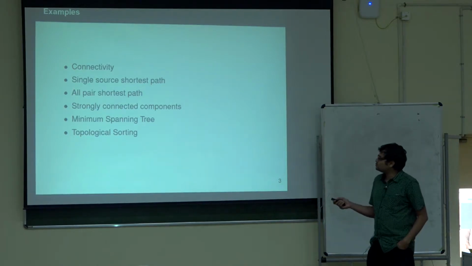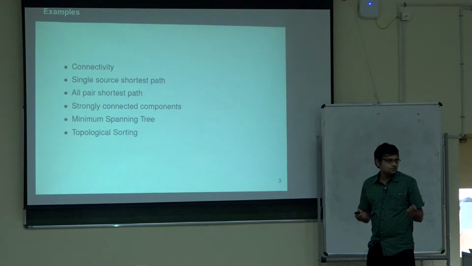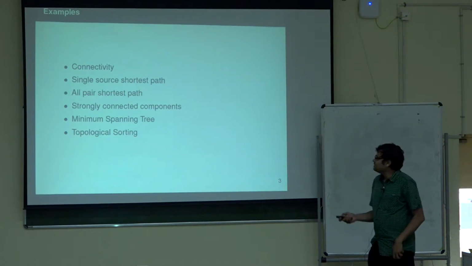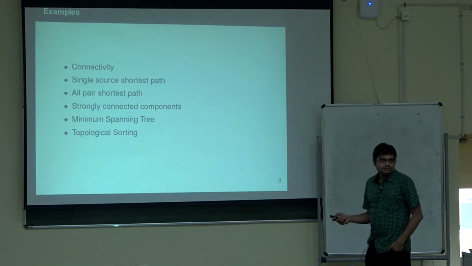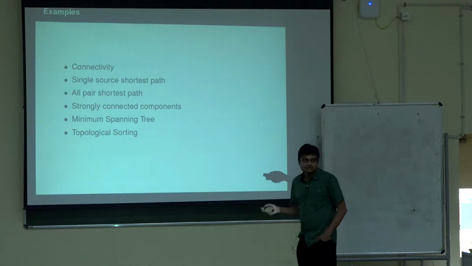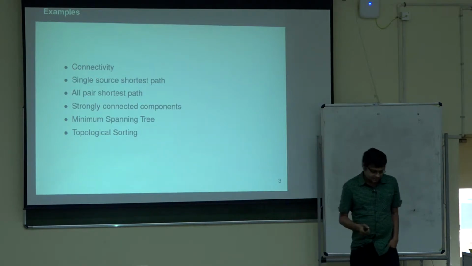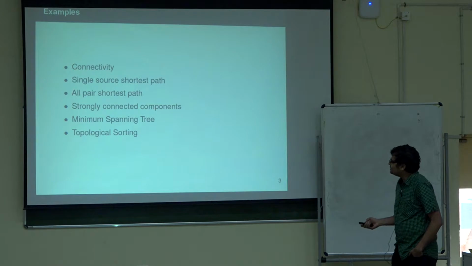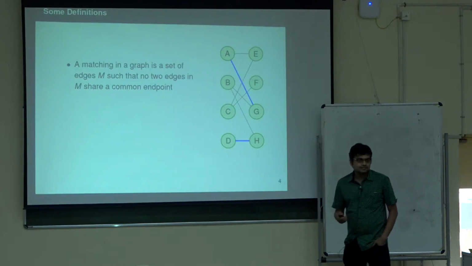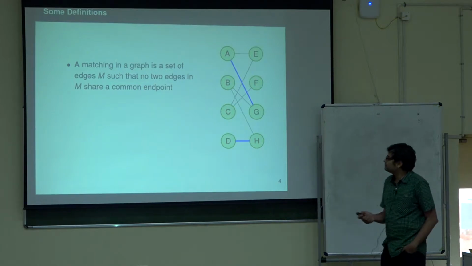Then there is the single source shortest path. So you have a single source, you have to maintain the shortest path from this source to all the other places. Then all pairs shortest path, again a generalization of single source, strongly connected components, minimum spanning tree, and recently even topological sorting. So I'm not going into all of this. I will concentrate on matching. That is the second talk, as I said.